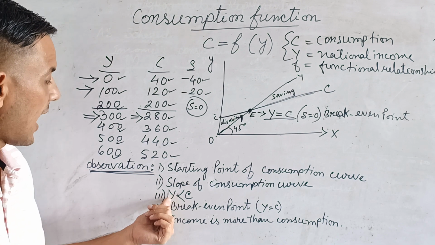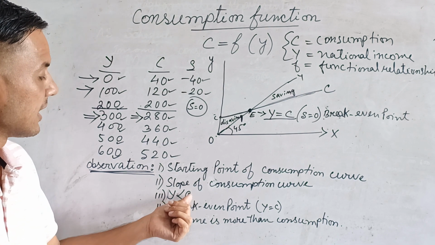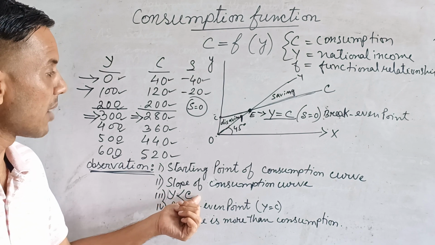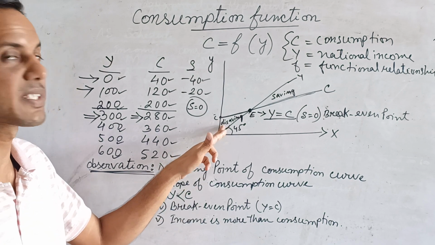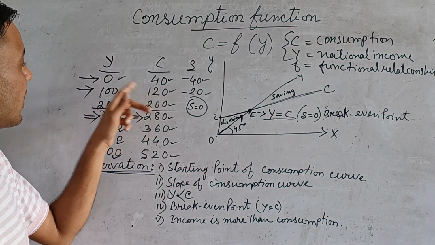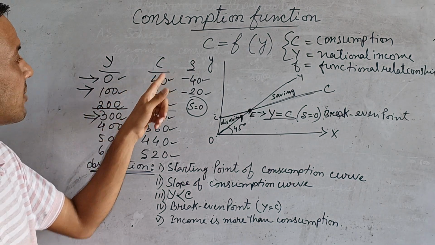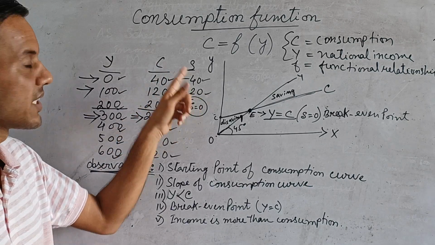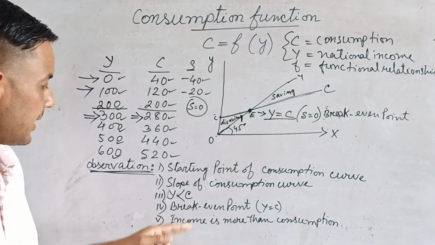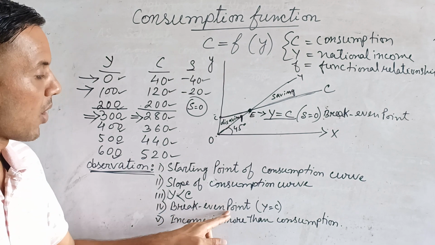Number 3, Y less than consumption. It means when income is less than consumption, then this is the dissavings. Income is less than consumption. Income is 100, consumption is 120, so minus 20 is the dissavings. Clear? Number 4, break even point.